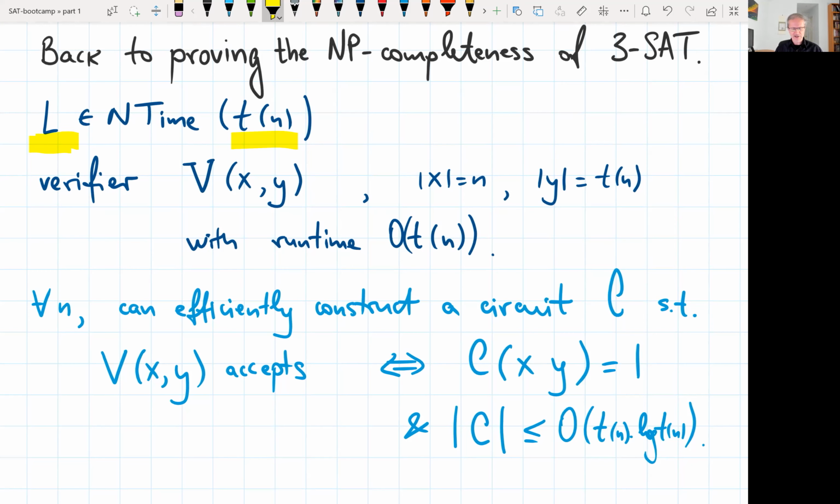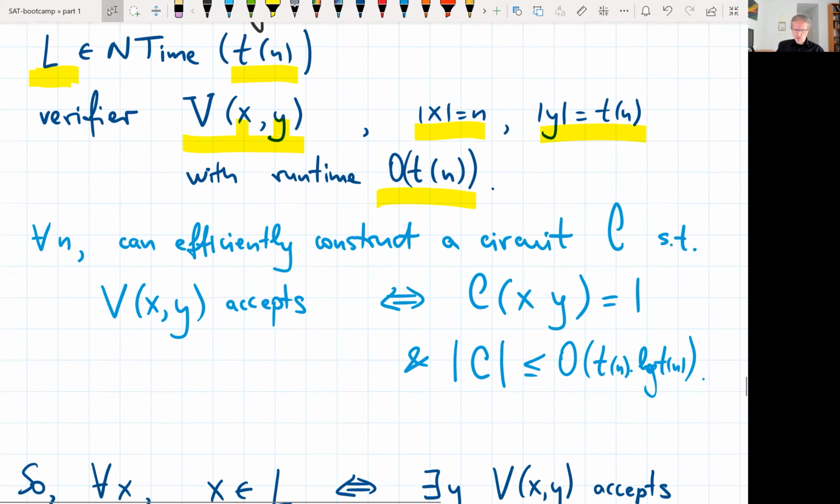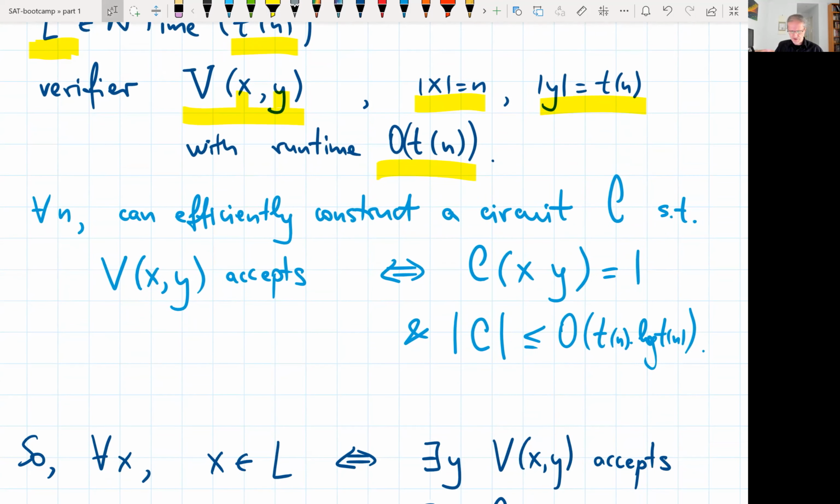A given language L in non-deterministic time t means that I have a verifier that has input x and description of a witness y, where the length of y is t of the length of x, and the length of x, let's say, is n. And the run of the verifier is big O of t of n. So I have a deterministic algorithm running in time t of n. And what I want is to build the 3CNF.